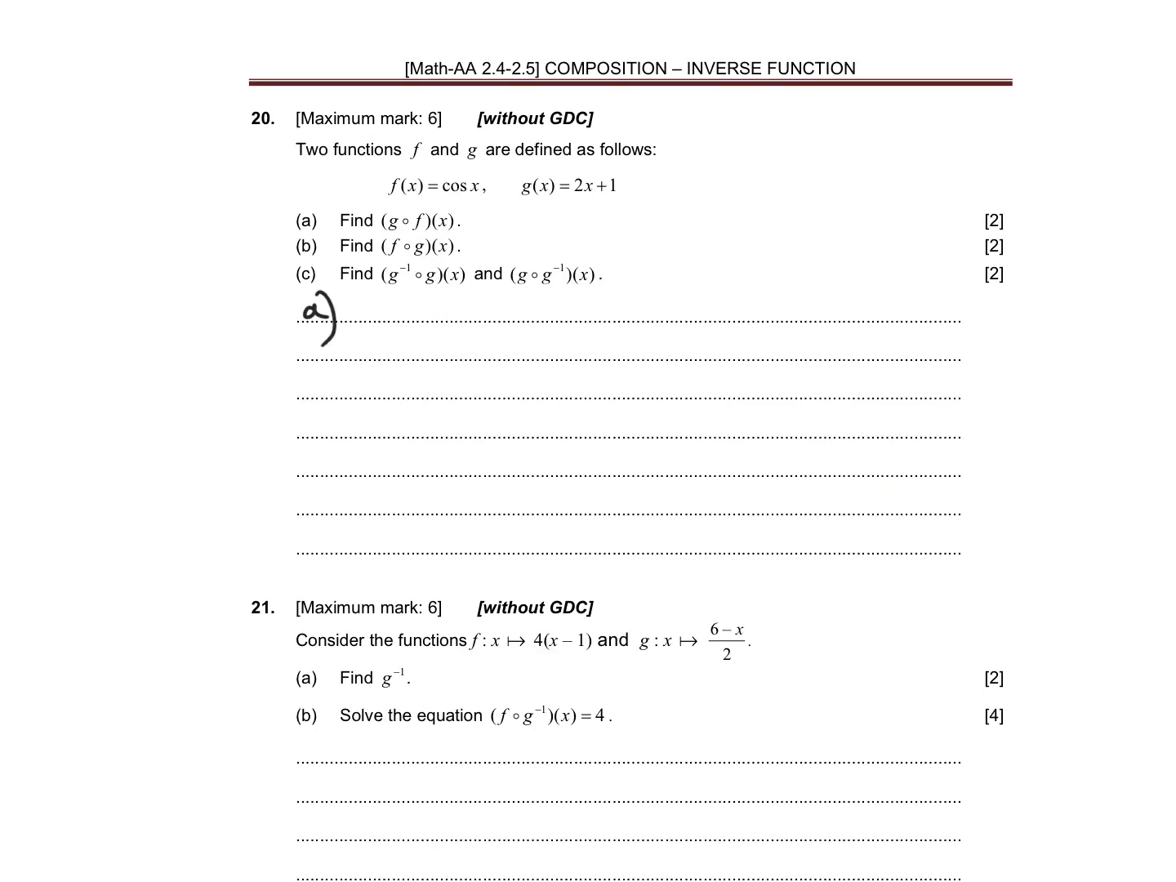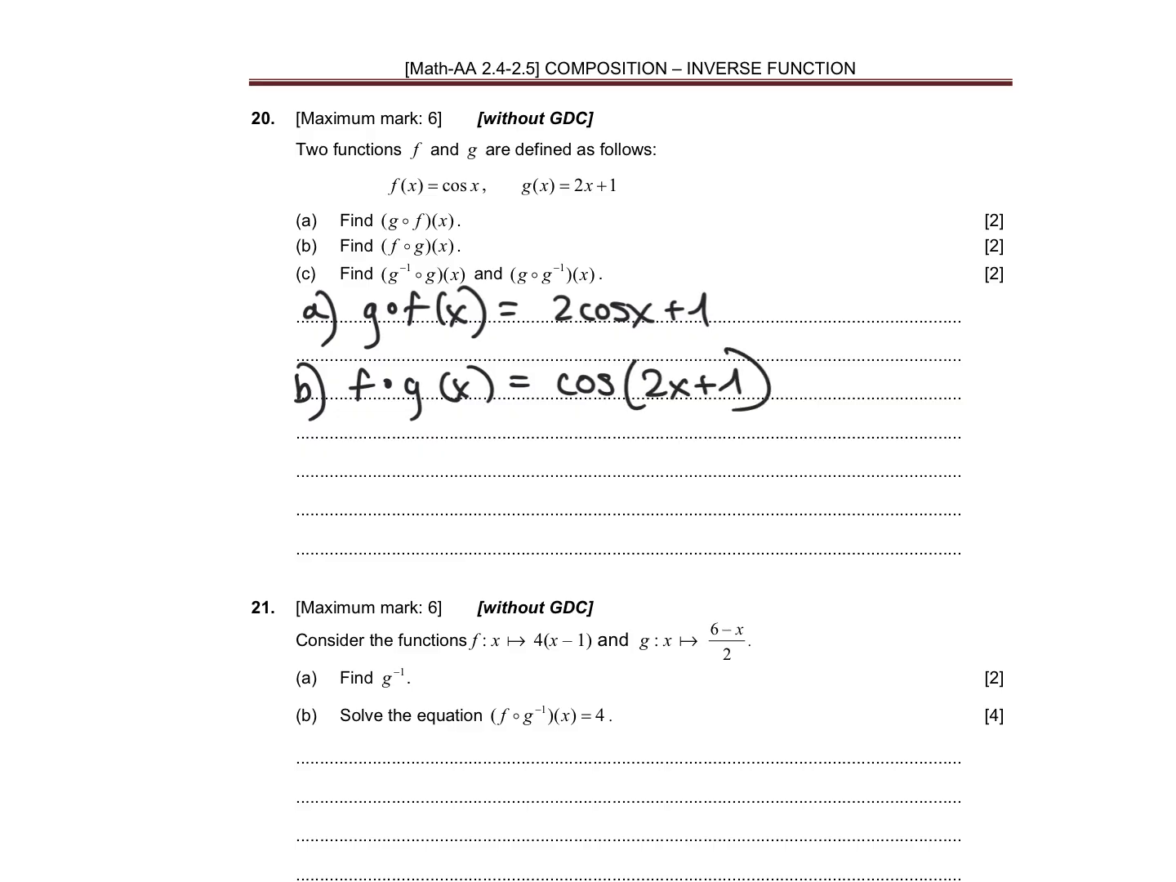All right, for A, g of f at x, so we're substituting cosine into g. So we're going to have 2 cosine x plus 1. B, we're doing 2x plus 1 into the cosine. That's going to be cosine 2x plus 1. And C, find g into the inverse and the inverse into g.